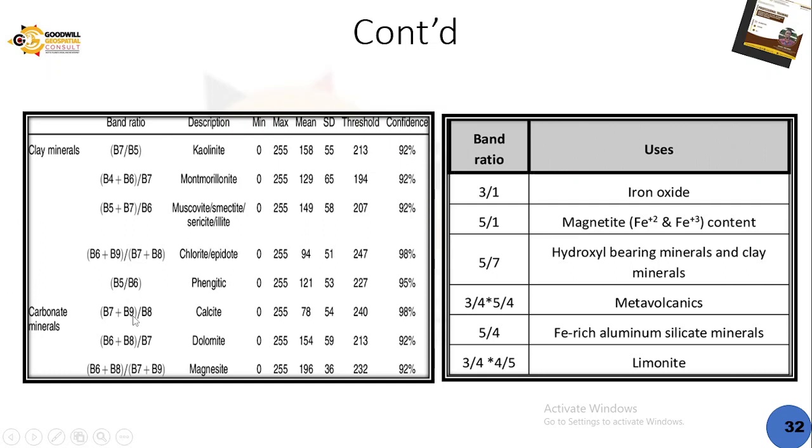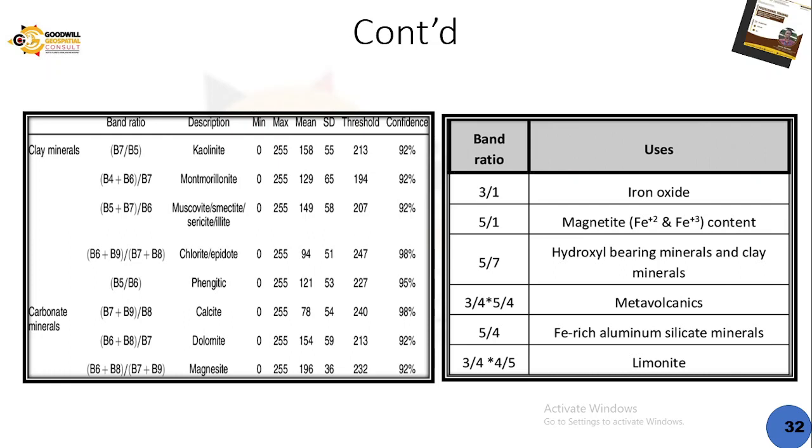Carbonates, if we want to map carbonates, specifically calcites, it is band 7 plus band 9 all over band 8. So the numerator operation is for the absorption bands and the denominator operation is for the reflection bands. Likewise, we can also apply this in Landsat 7.